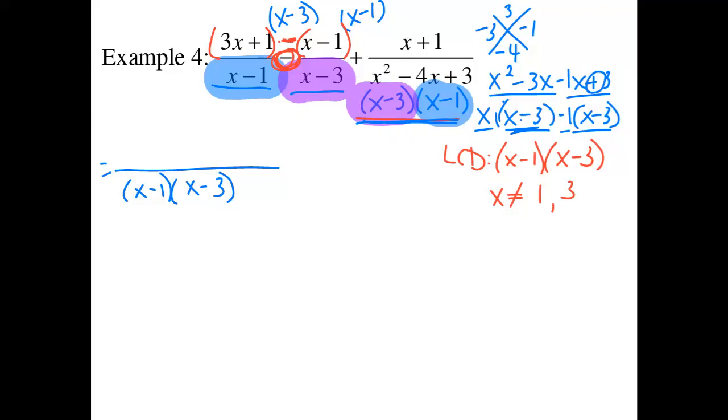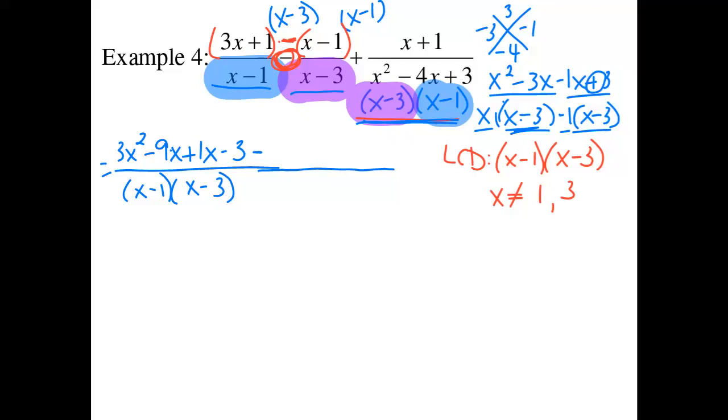3x plus 1, we're going to multiply by x minus 3. So 3x times x gets me 3x squared. 3x times negative 3 gets me negative 9x. And then 1 times x gives me just 1x, or x. And then 1 times negative 3, negative 3. So there's our first FOIL.